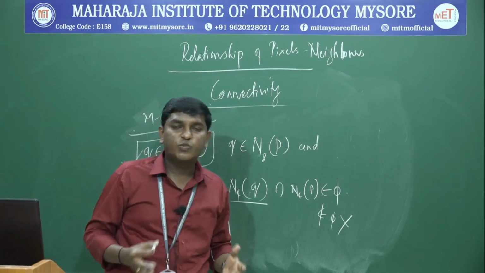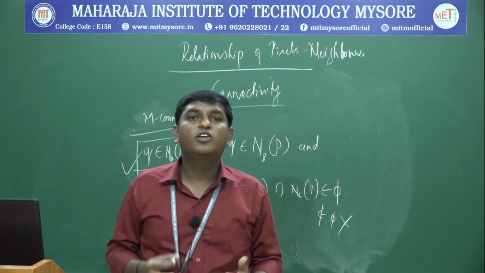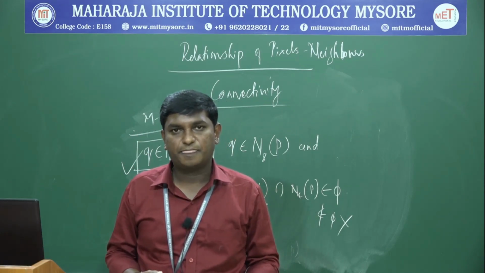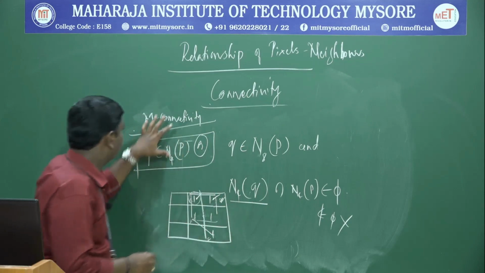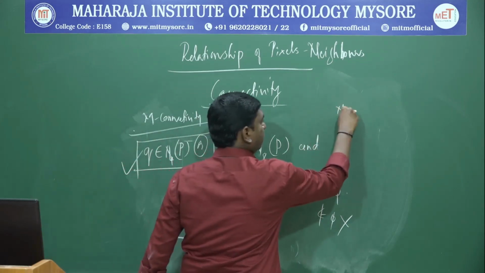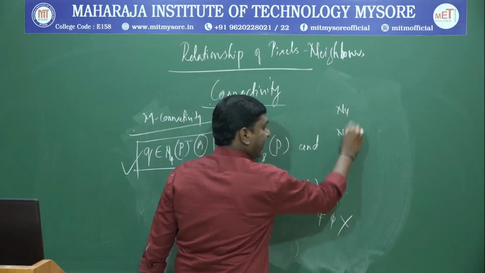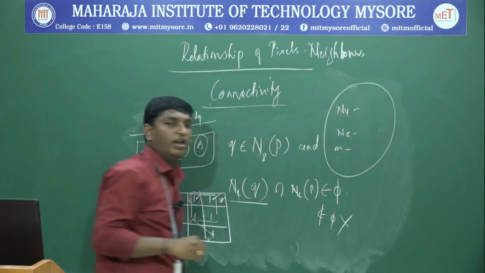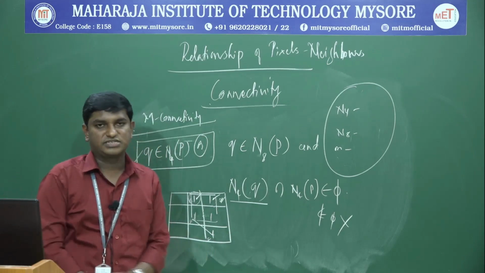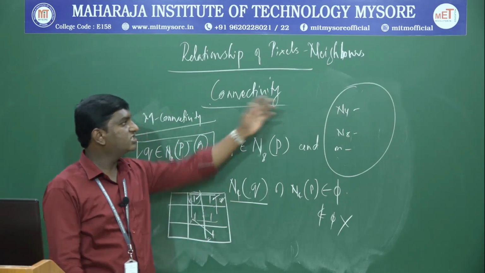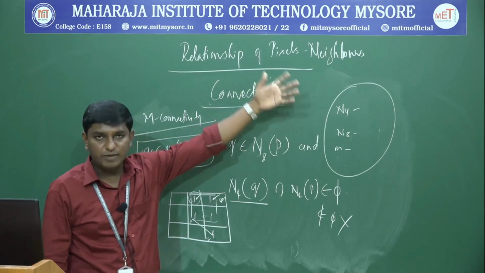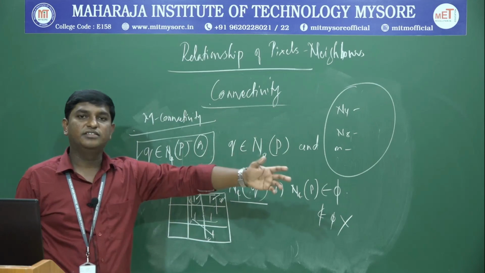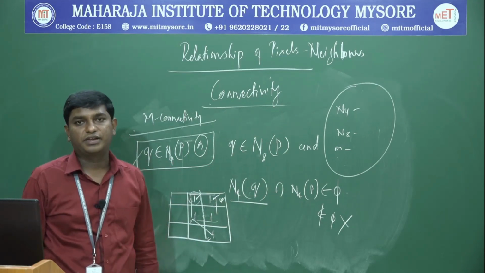Any pixels which are connected, we will call such type of pixels as adjacent pixels. Therefore, the connections with respect to N4, 4 connectivity, 8 connectivity and mixed connectivity, all these pixels we will call adjacent pixels. By using the concept of connectivity, adjacency and neighbors of the pixels, we can go for segmentation or any other processes of requirement.